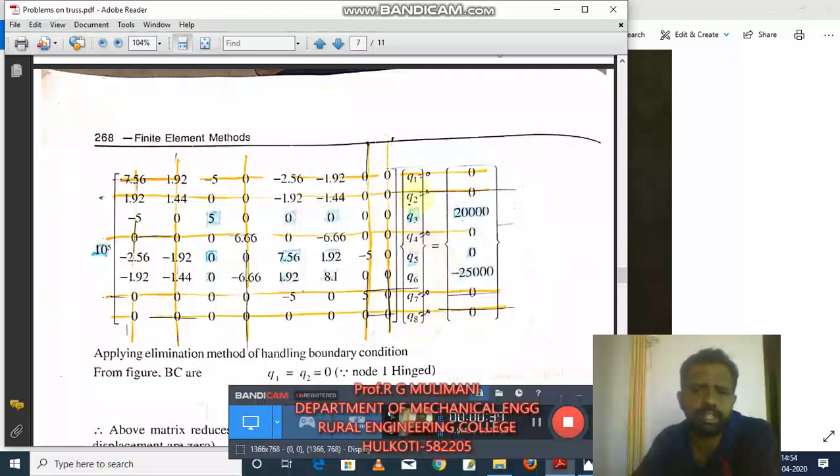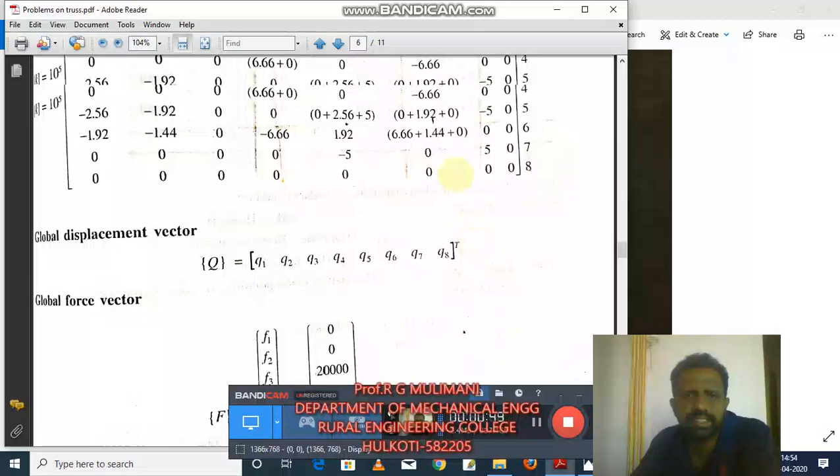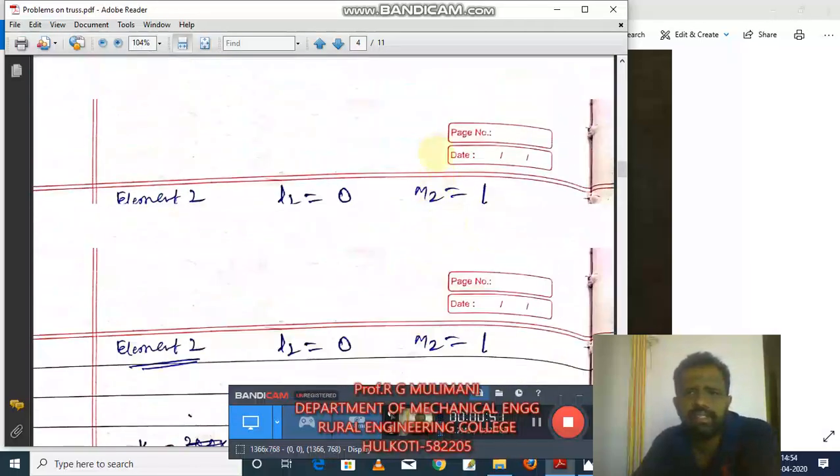q1, q2 are the nodal displacements in node 1 in the x direction and y direction. Similarly, q3, q4 for node 2, q5, q6 for node 3, q7, q8 for node 4. And these are the force vectors 0, 0, 20,000. What is this 20,000? Let us see in the figure.